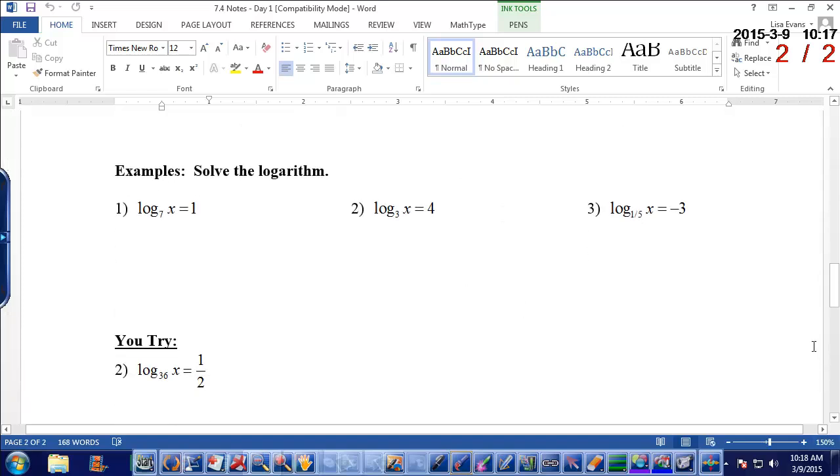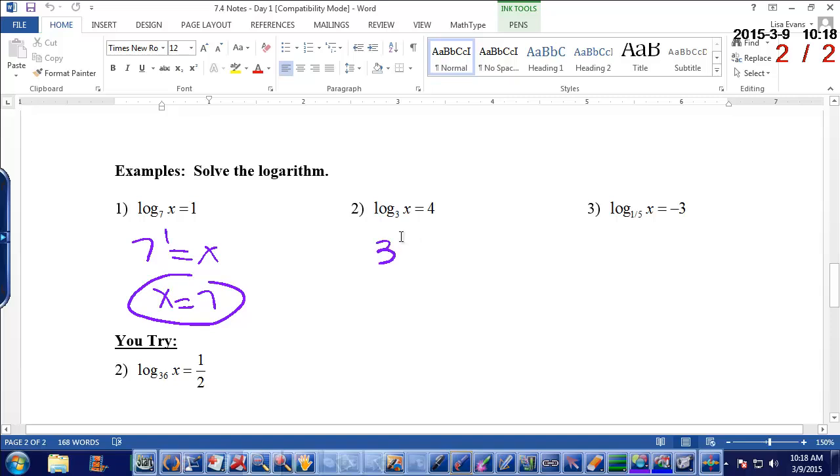Okay, now we're going to do some solving. There is going to be x in a certain spot. Right now, x is going to be our number. That is what it equals. These ones are pretty easy. So when I take a look, I'm first going to rewrite it. 7 to the first equals x. So what is x? 7.